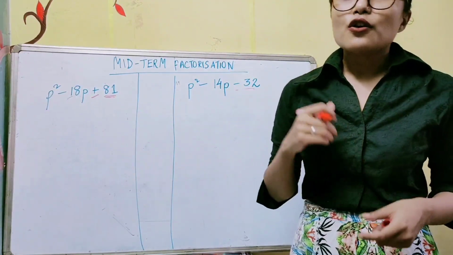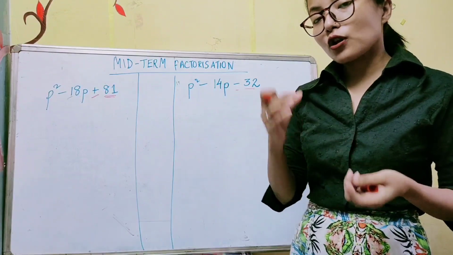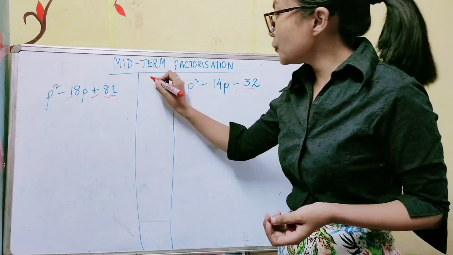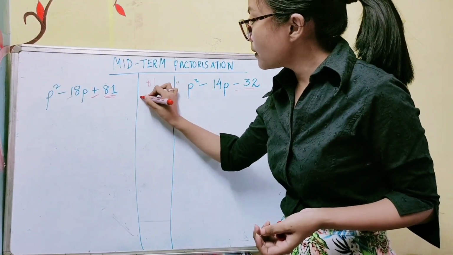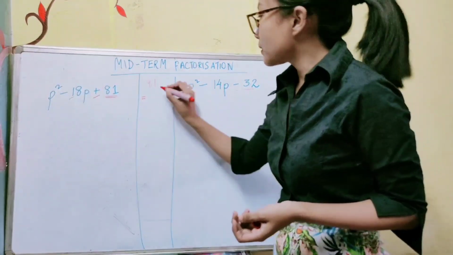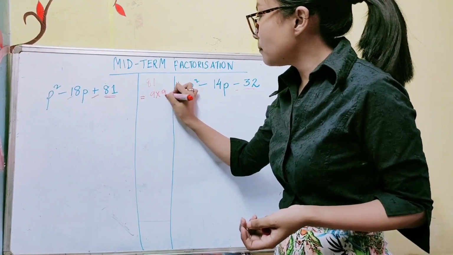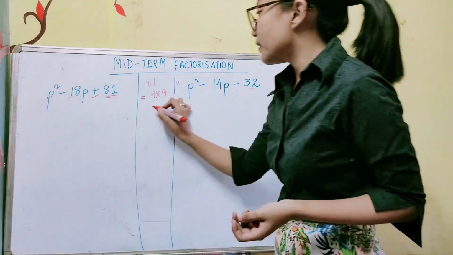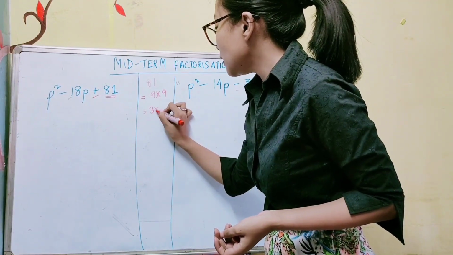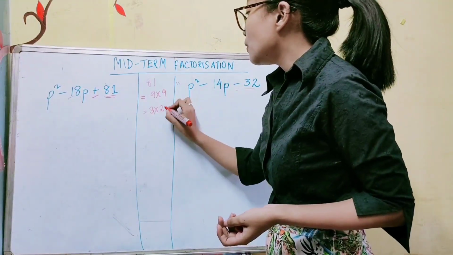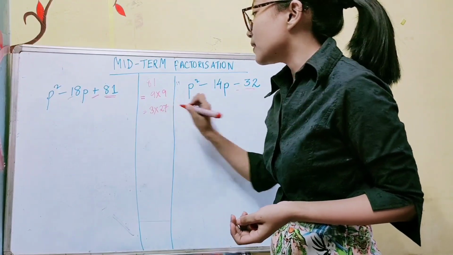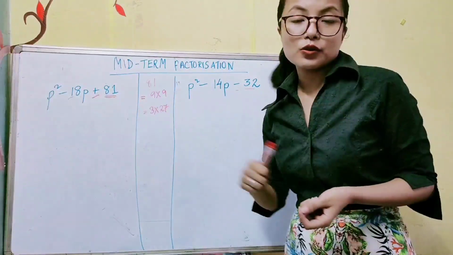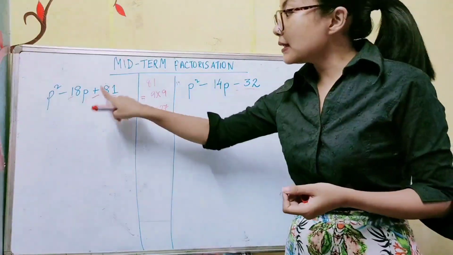So whenever we do middle term factorization, always check the last term and then break it into different factors. So 81 I can write as what? 9 into 9, because 9 nines are 81. If I try to break it further, I can write this as 3 into 27, isn't it? But which one out of these should we consider for this situation? That will depend on the sign.